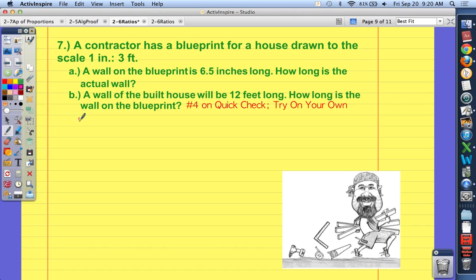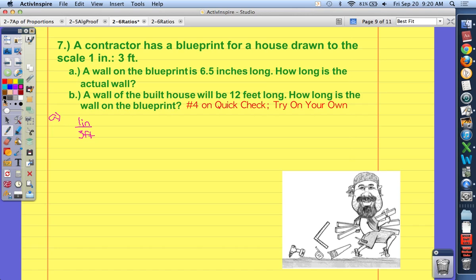Anytime they give you a scale, start with that. So 1 inch is to 3 feet. I would write it as a ratio in fraction form because that's always how we show our work. In A, I'm given that a wall on the blueprint is 6.5 inches long. How long is the actual wall?